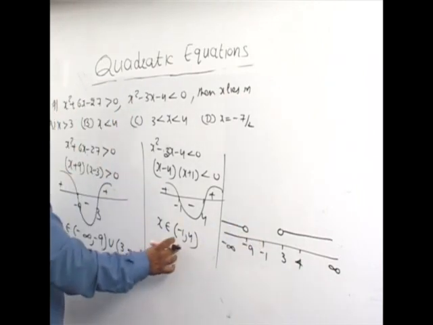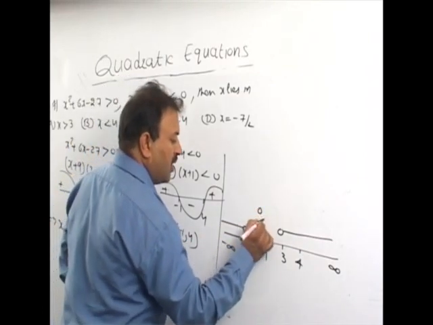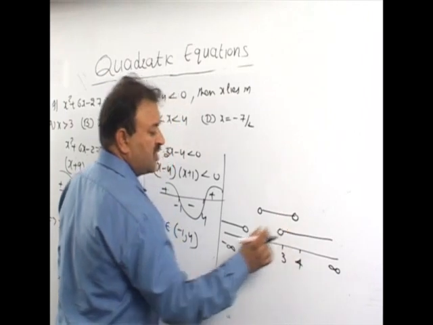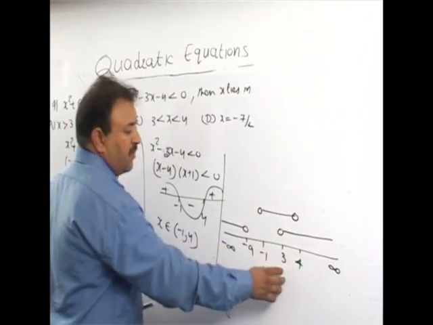Then we will take up the other case, x lies from minus 1 to 4. Minus 1 to 4. This is the representation of this result on the same number line.